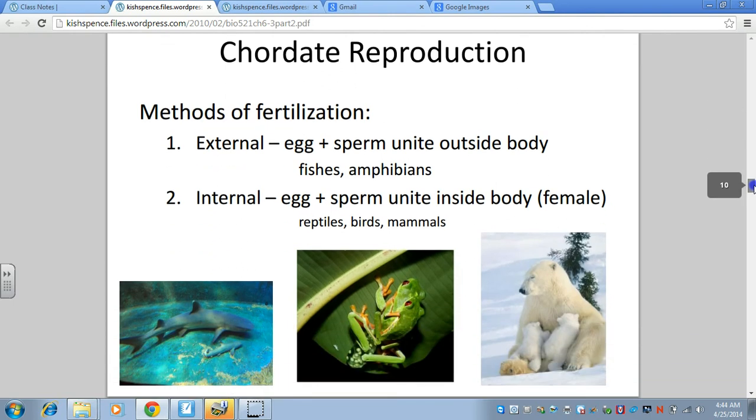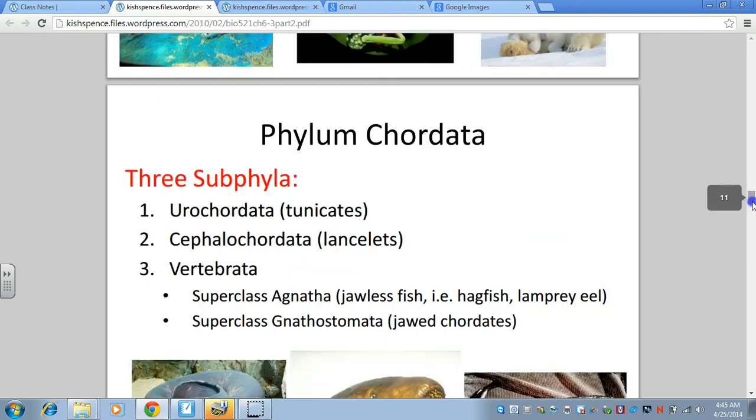The other feature that we're going to look at for each is their reproduction. We know that because they're animals, they all reproduce sexually. But in this case, we're going to look at their type of fertilization. So is it external, where the egg and the sperm unite outside of the body? That includes most fish and amphibians. Or is it internal, where the egg and the sperm unite inside the body, usually inside the female? There are some exceptions, but that includes reptiles, birds, and mammals. So we're going to look at those features.